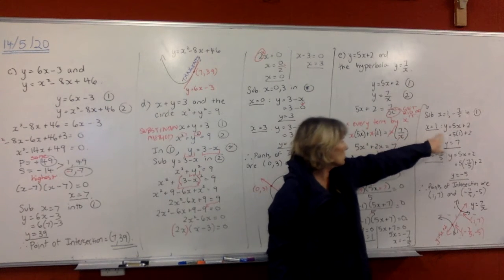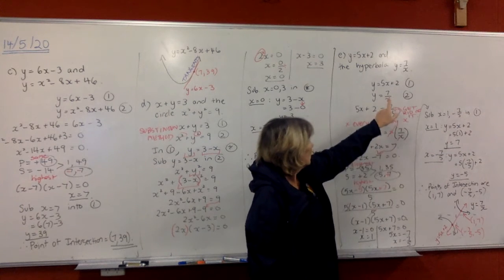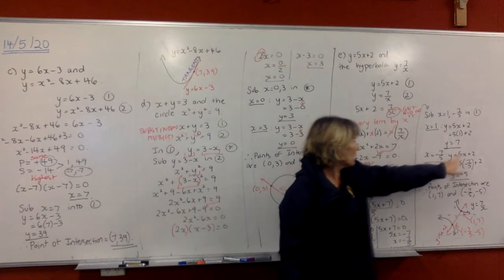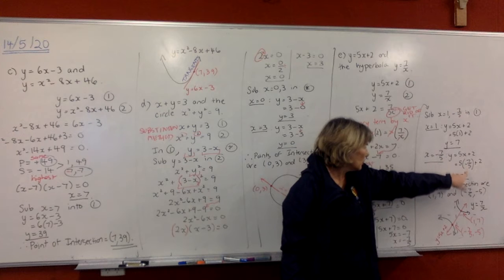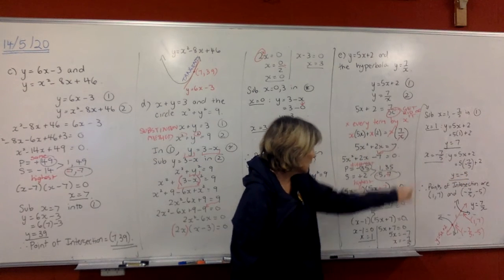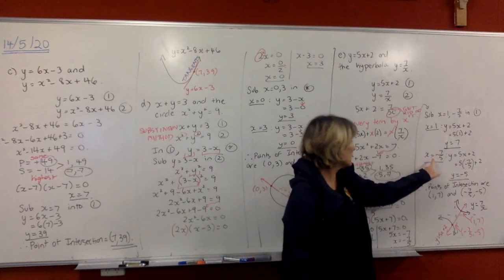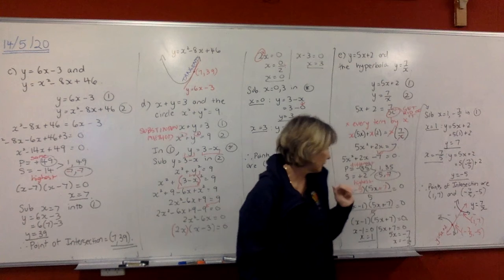So we take x equals 1, put it into that equation, and we get y equals 7. Put the x equals minus 7 over 5 into that same equation. Use your calculator, and you'll get y equals minus 5. So your points of intersection are (1, 7) and (minus 7 over 5, minus 5).